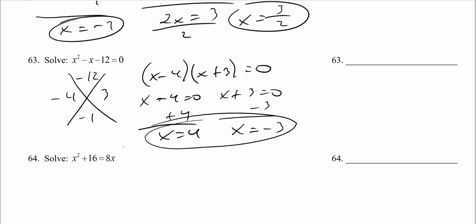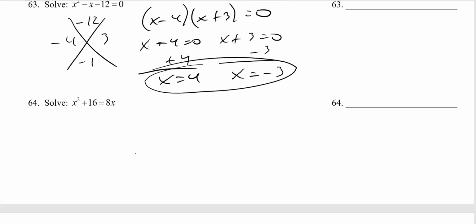Okay, pretty easy. 64, please guys, it has to be equal to 0 in order to do this. So I'm going to subtract 8x from both sides. So I wind up getting x squared minus 8x. Put it in descending order, right? For x squared, then x, and plus 16 equals 0.